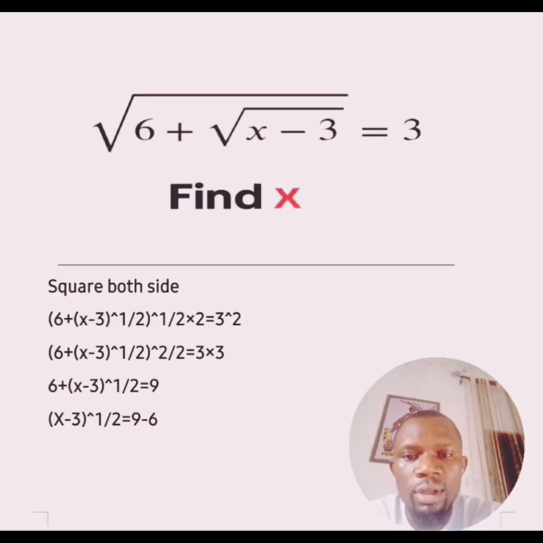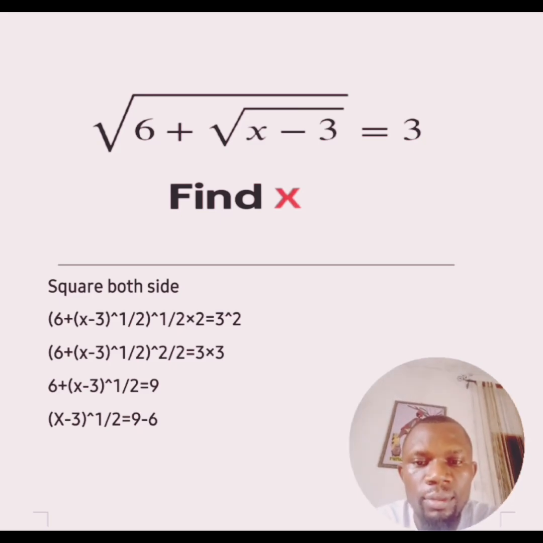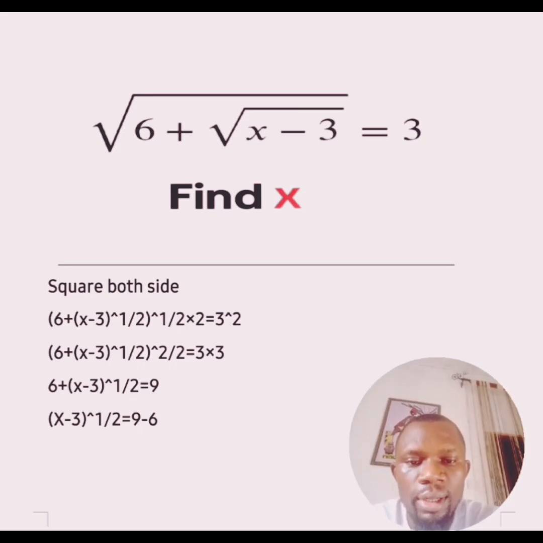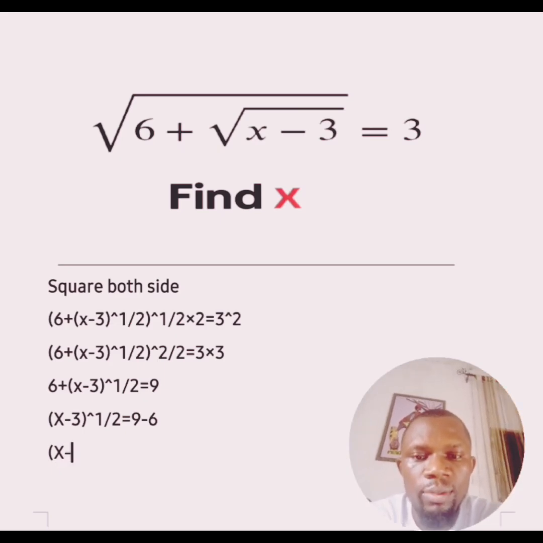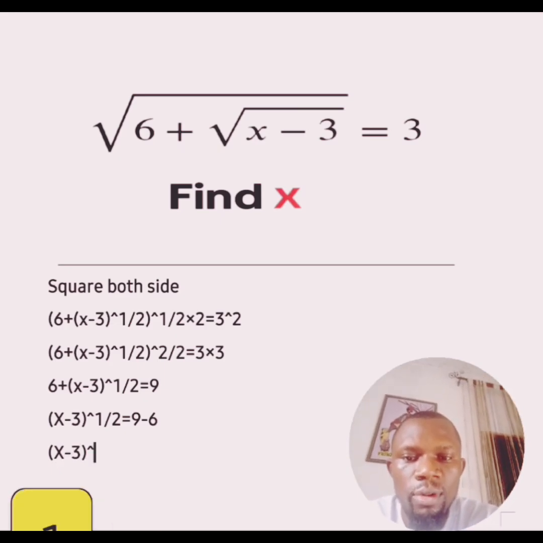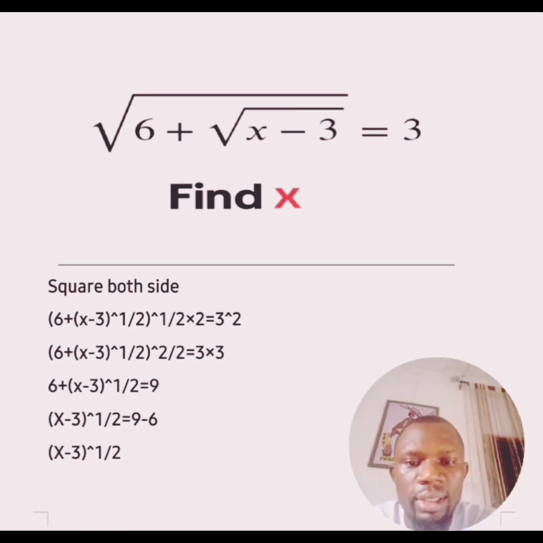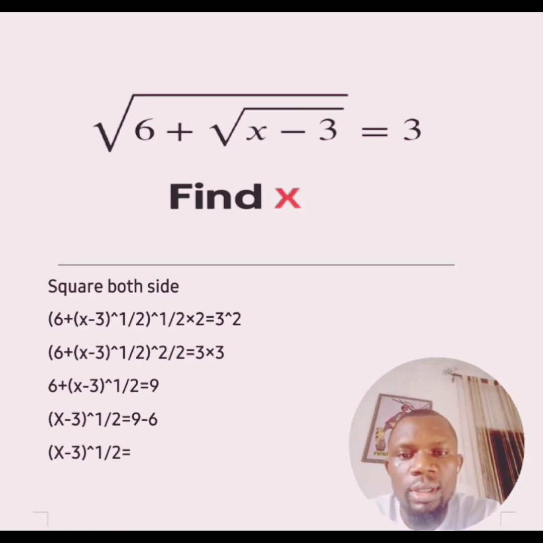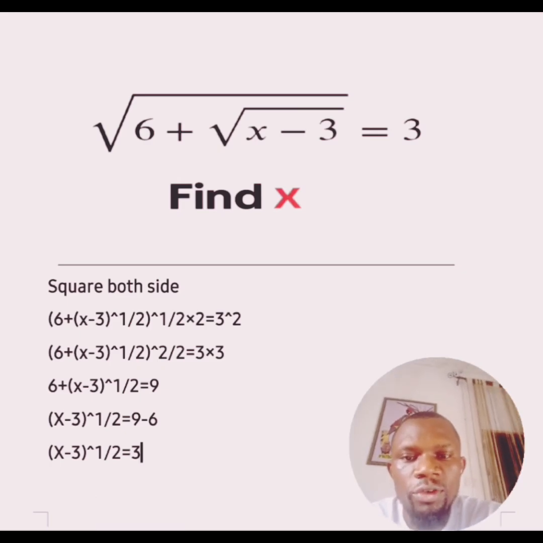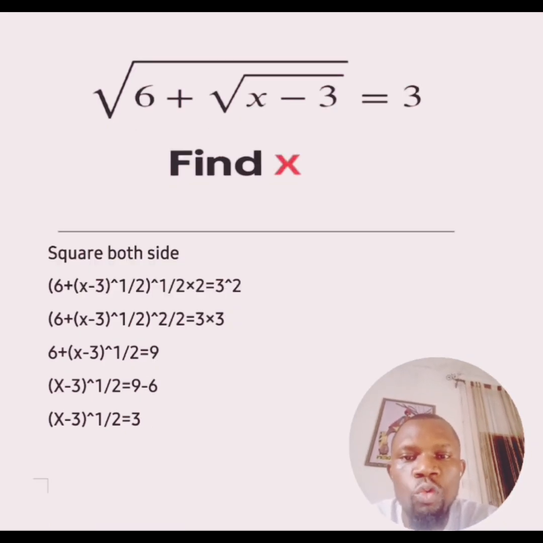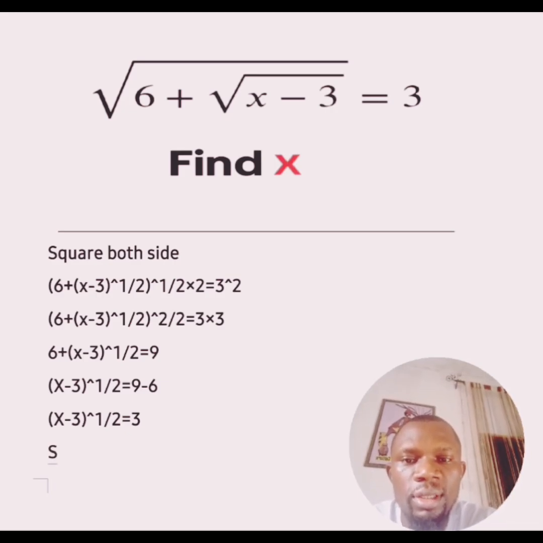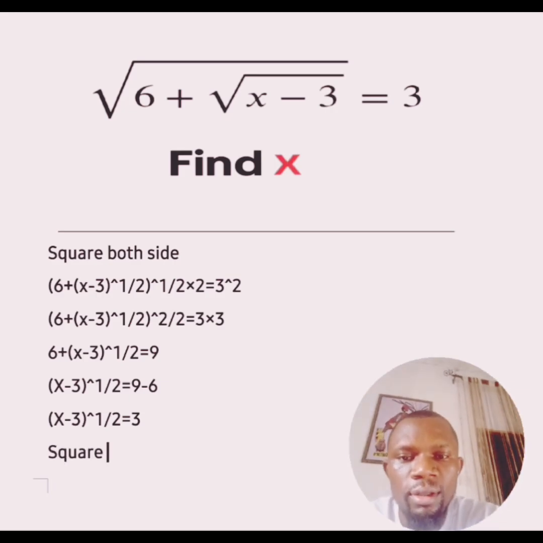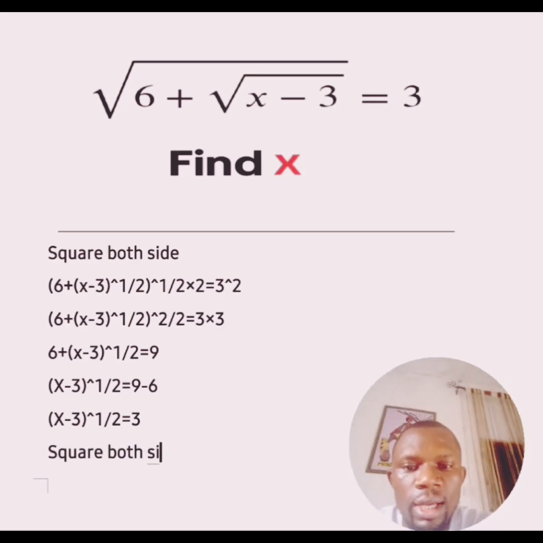Okay, what will I do? I need to open the bracket first. Open bracket x minus 3, close the bracket, raised to the power of 1 divided by 2. So I'm taking my time. Is equal to what? 9 minus 6, I have my 3. Okay, so I'll now have to square both sides again, to cancel the last square root. Square both sides.